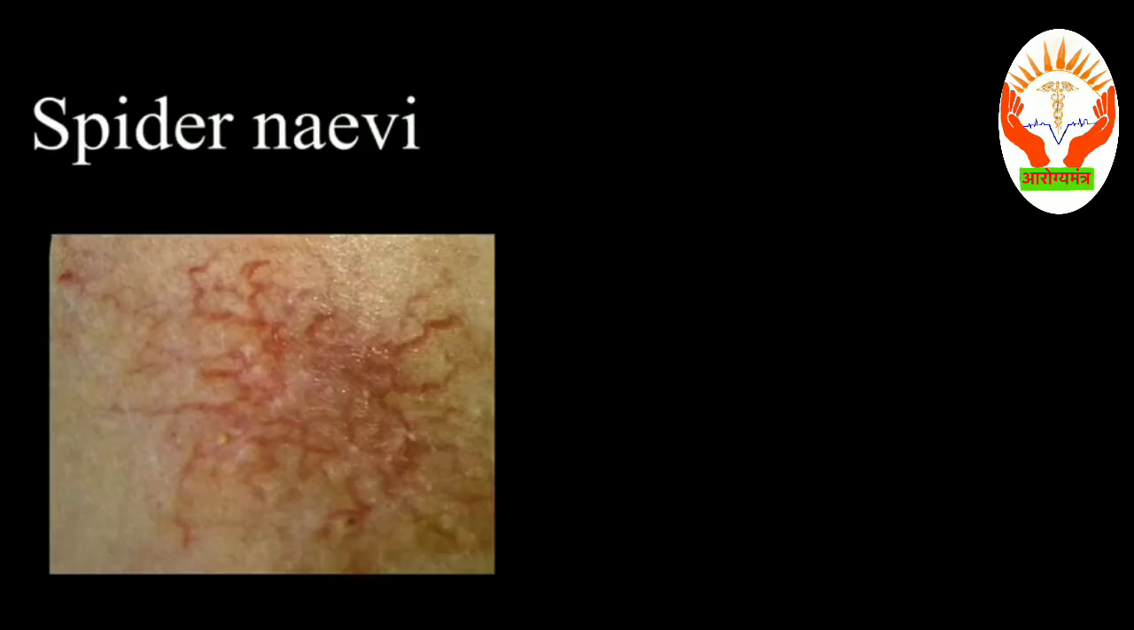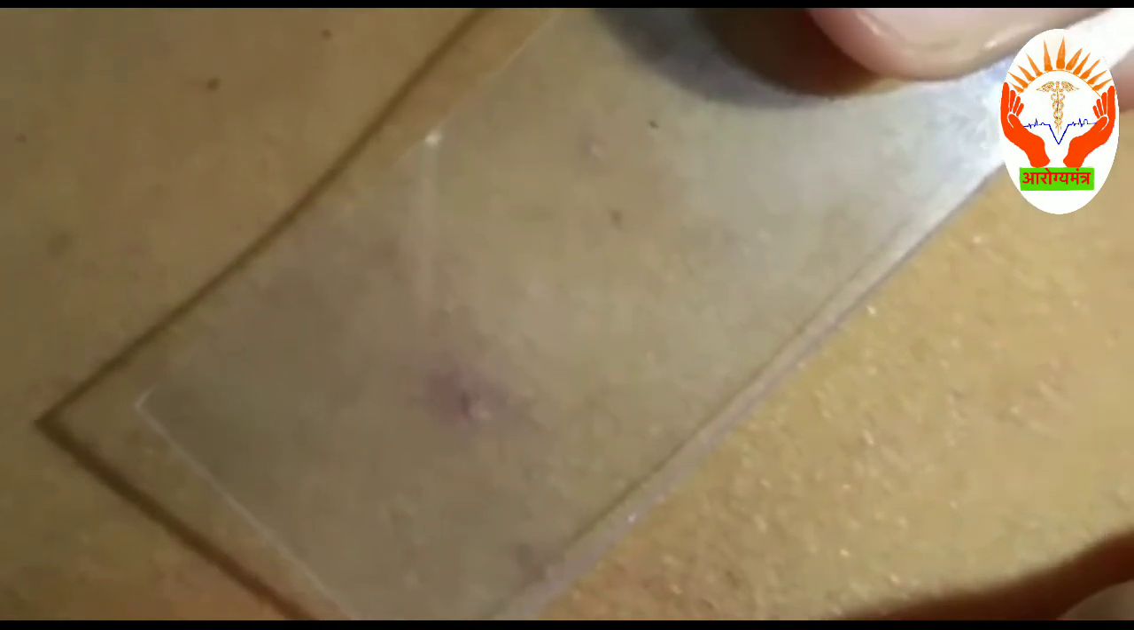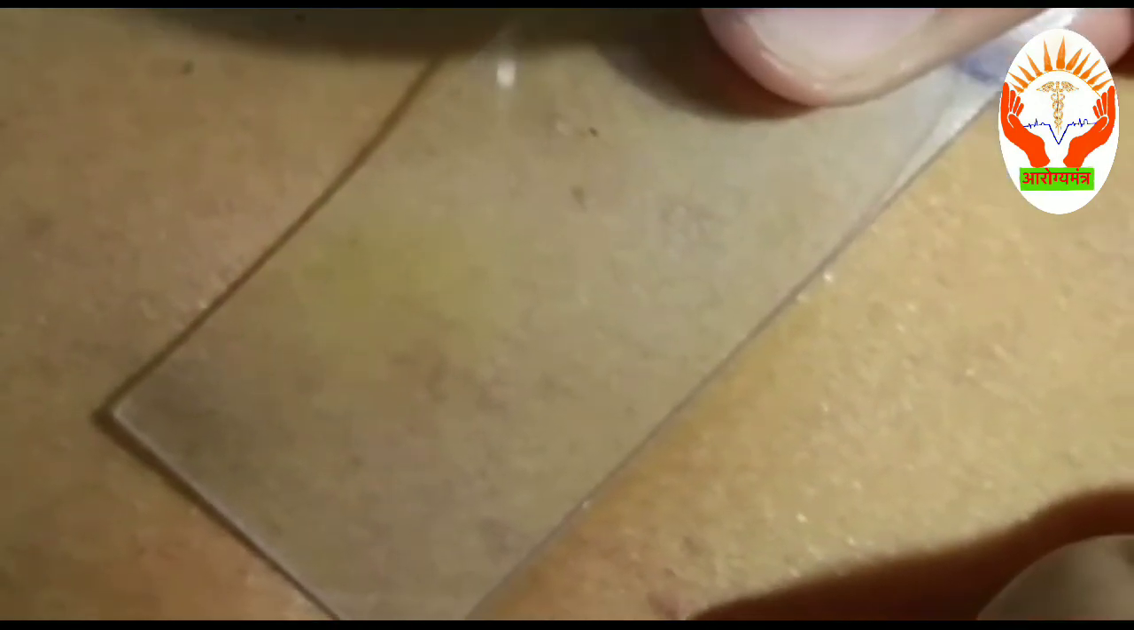Now let's see spider nevi. This is also called spider telangiectasia. It has a central arteriole, and from it radiate peripheral capillaries, so it looks like a spider. When we press it, it blanches, and when we release the pressure, it fills from the center to the periphery. It is mostly seen in the head, neck, upper chest and hand area.